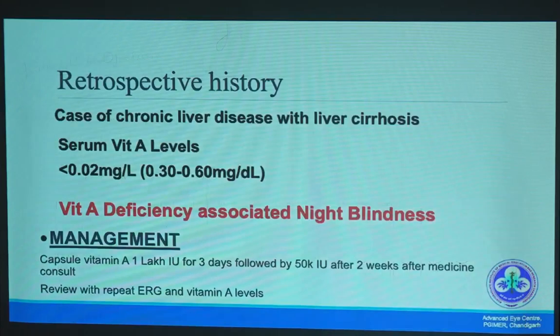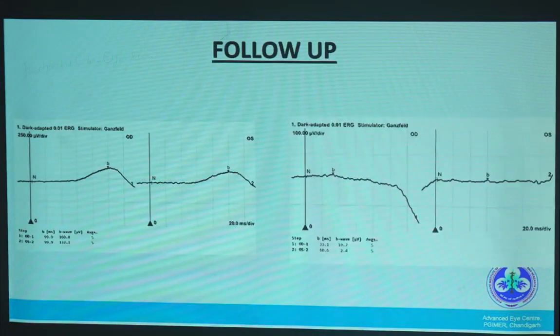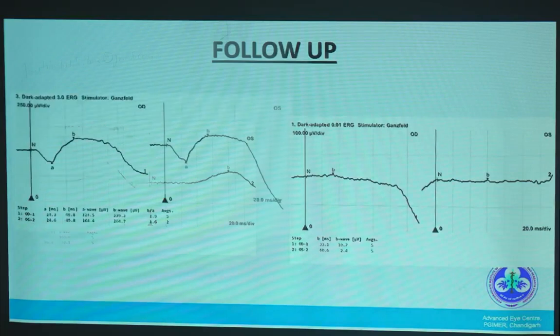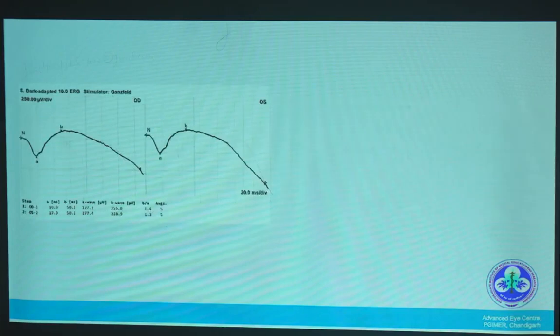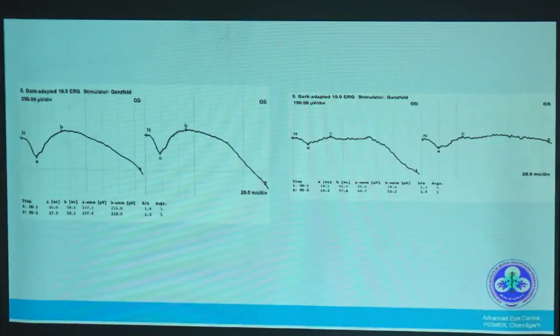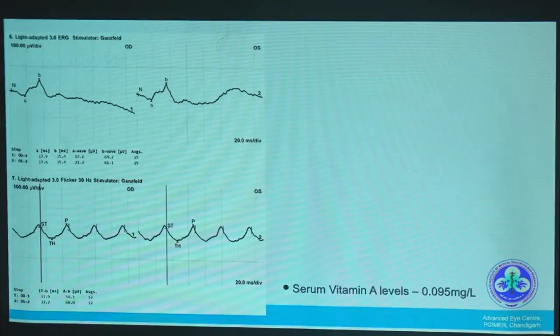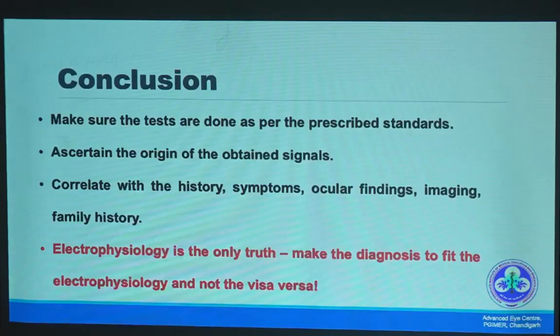So when we took a retrospective history, the patient was a known case of chronic liver disease with liver cirrhosis. We got vitamin A levels done, which were undetectable, less than 0.02 milligrams per ml. Managed with vitamin A supplementation, and this is the follow-up that you see. This is about 6 weeks apart. You can see the appearance of the B wave, which was earlier not at all present, and similarly in all other functions you can see improvement in function. So electrophysiology helps you document the function as well as look for the improvement of the function.